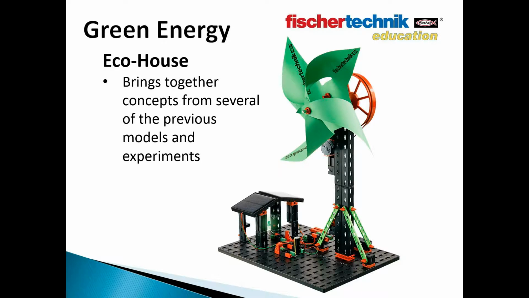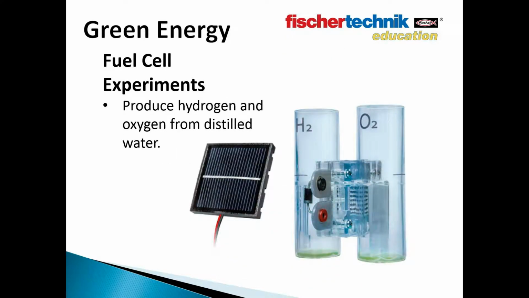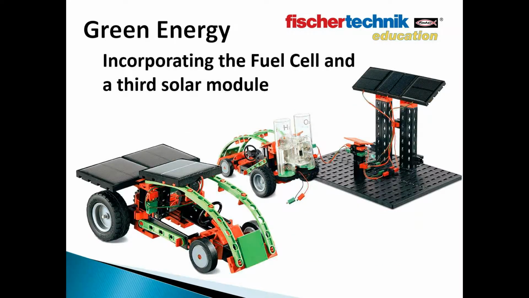Following this, students will begin to work with a fuel cell, where they can learn how hydrogen and oxygen can be produced from distilled water, with the hydrogen then being used to power variations of the models previously experimented with. Enhanced versions of models, including a new solar charging station, a solar vehicle, and an enhanced eco-house using 3 solar panels, are built and experimented with, as well as fuel cell-powered vehicles.